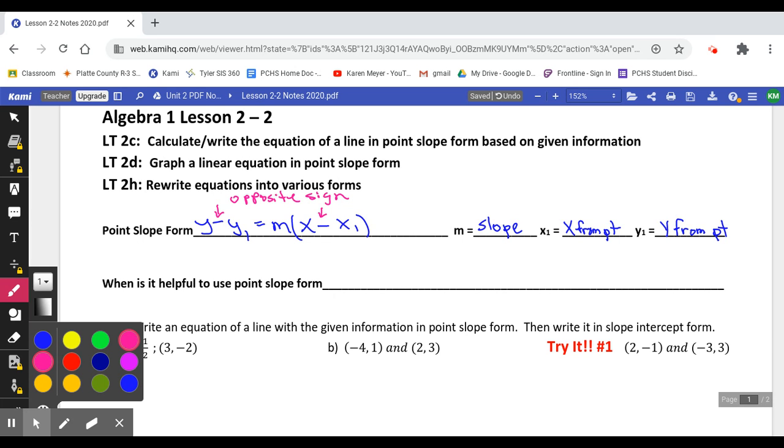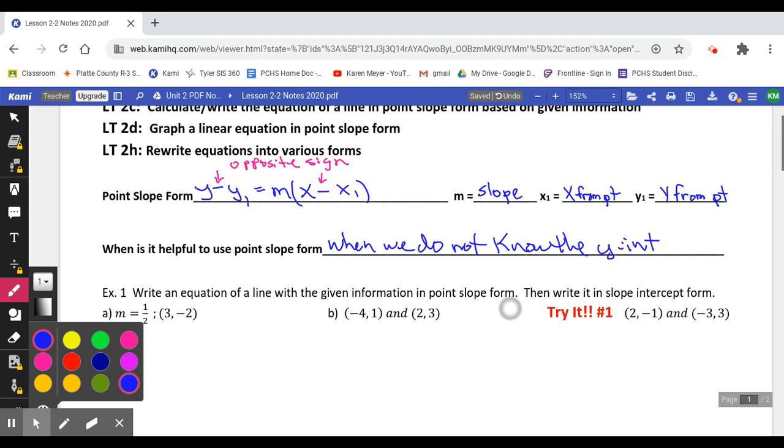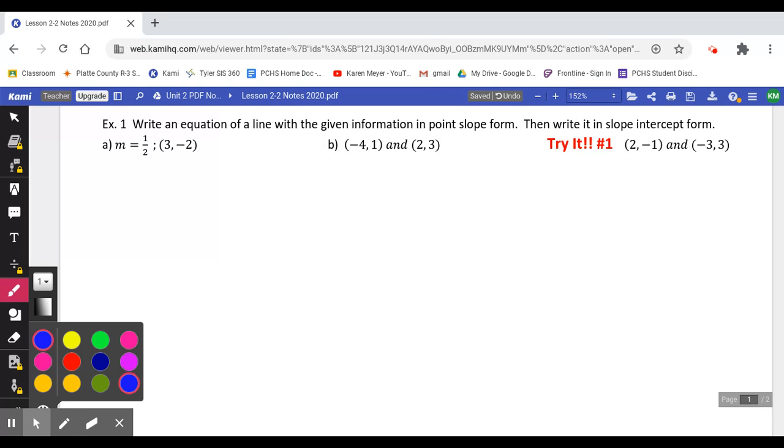So anyway, moving on. When is it useful to use point slope? Well, we use this one when we do not know the y-intercept. Because if we knew the y-intercept, then we would use slope-intercept form. Okay, so that's why they came up with point slope, because you don't know the y-intercept. So let's look at some examples together. All right, so on the first one, you're going to notice that they tell you the slope and they give you a point.